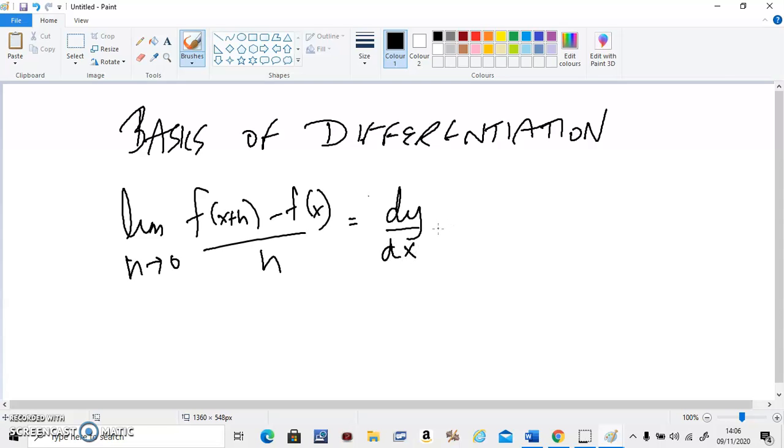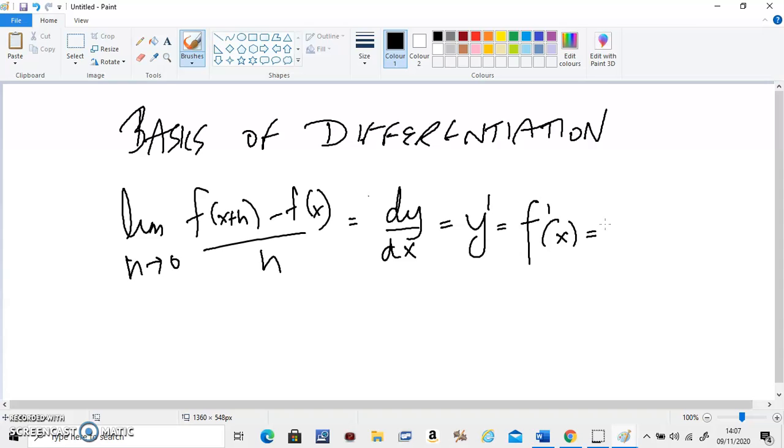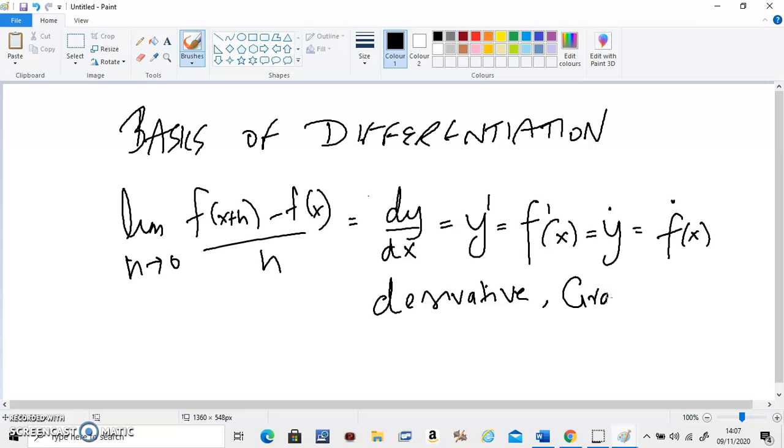Now there are different notations for this. One is dy by dx, the other is y prime, the other is f prime. Some books may also use y with a dot and f with a dot. They all mean the same thing, differentiation, and it is also called the derivative. It's also called the gradient. So it depends on the book you read; it uses different words.